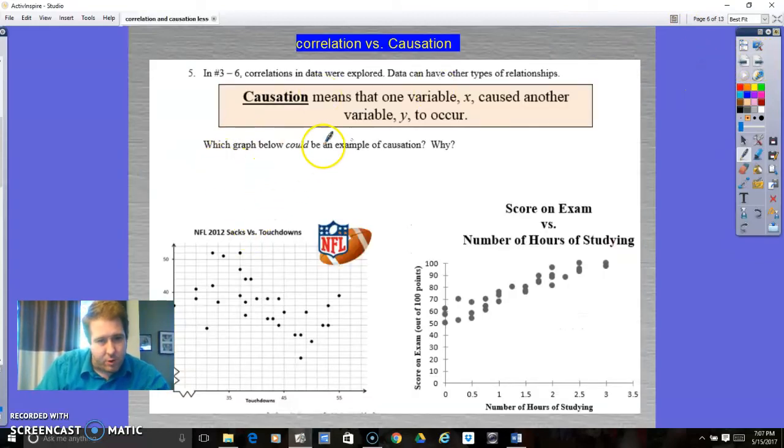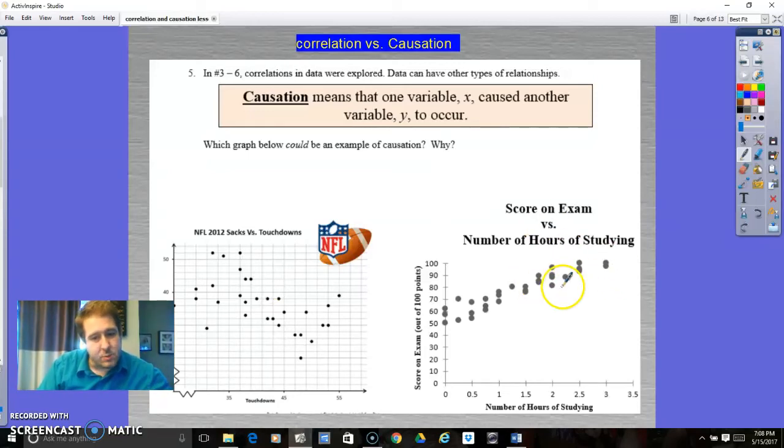So next one, which graph could be causation? Causation means that one causes the other to occur. So remember we talked about this. Typically, the more sacks you get causes the other team to score fewer touchdowns. So yeah, I would say this is a fairly weak correlation, so therefore it's not a very strong causation in this case. It's pretty weak causation because, like I said before, you can get a sack and then another sack on second down, and then on third down they just throw a touchdown, and that basically meant nothing. Those two sacks were for nothing.